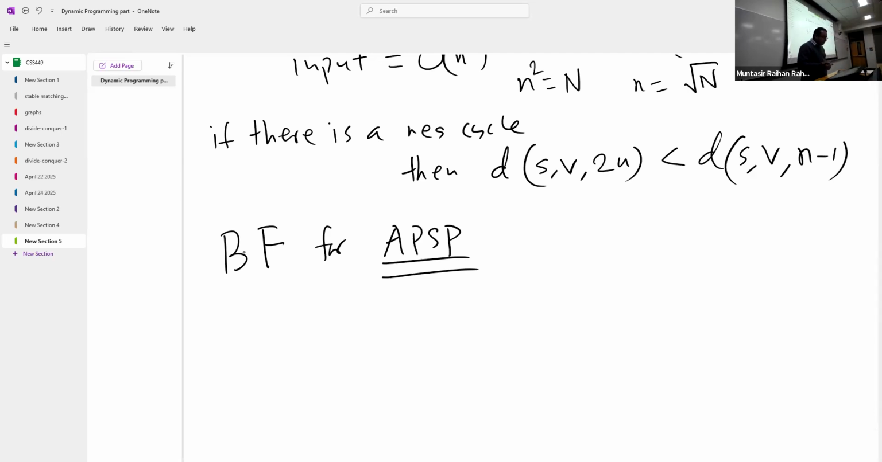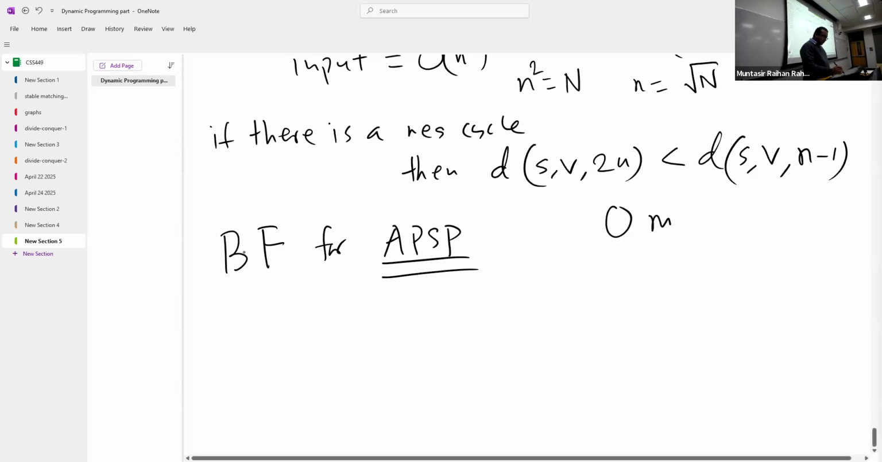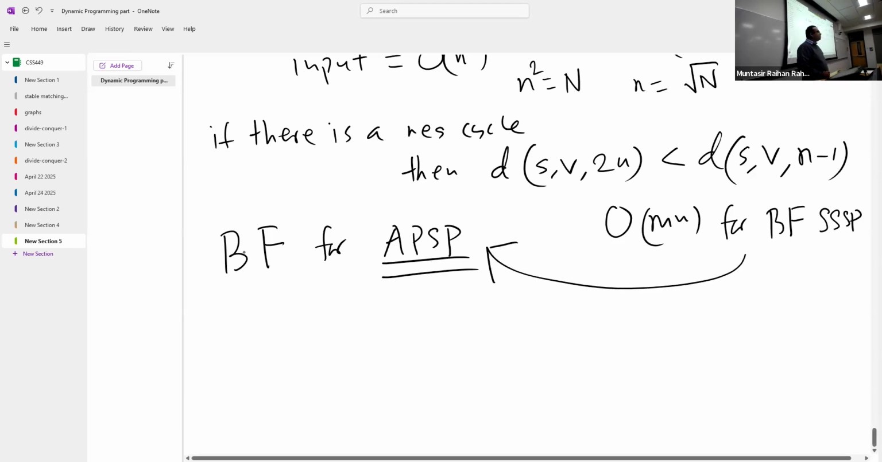But there is obviously a brute force way for this, right? What is a brute force for all pair shortest path? Get all possible paths. No, like we already have an order of mn algorithm for Bellman-Ford single source shortest path. If I use this, how can I use it for all pair shortest path? What do I do? You run SSSP for every single potential source.